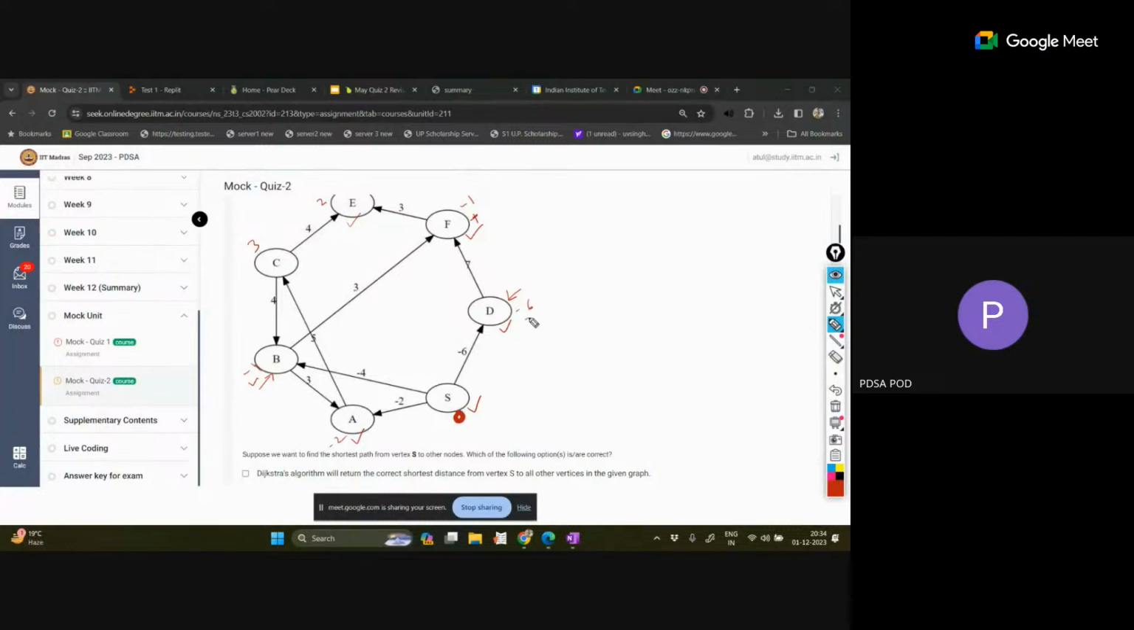Okay, so these are the final weights from S. S to D is -6, S to A is -2, this is -4, this is 3, this is 2, and this is -1. So these are all the correct minimum distances from S. You cannot get any smaller distance from any path in this graph. So if we apply the Dijkstra algorithm on this graph, we get the correct answer.